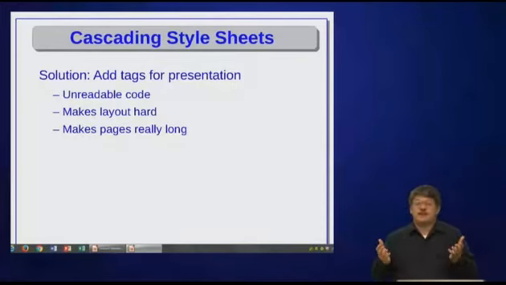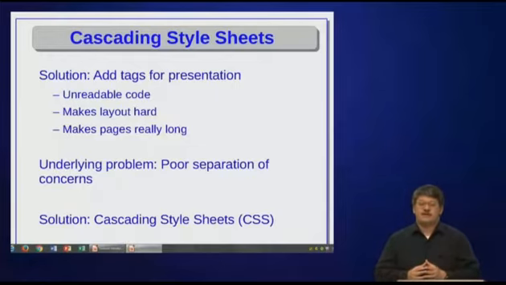So the underlying problem that causes all of these issues is a violation of an important computer science principle. In computer science, we believe that you ought to separate concerns. What's a concern? Well, it's some aspect of the design of a project. So in this case, the content is one concern. The presentation is another. Later in the course, we'll talk about a third concern, which is the control of the page, how it interacts with the user. So we'll use JavaScript for the control.